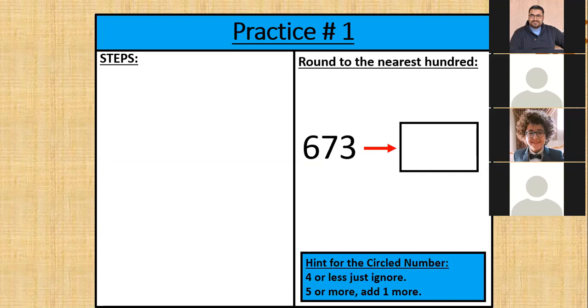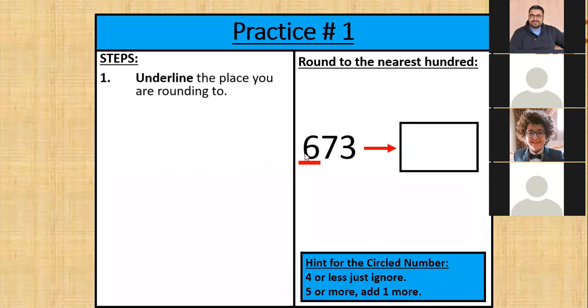Because here we want to round to the nearest 100. So 6 is the number in the 100 place. So we will put a line under 6 because 6 is the number in the 100 place. This will be step number 1.